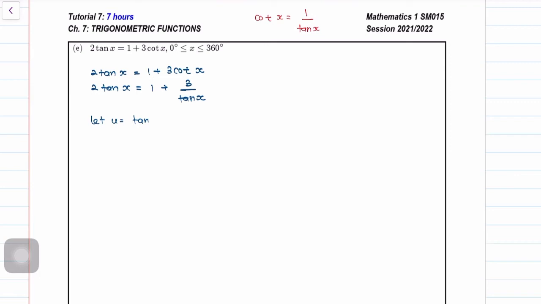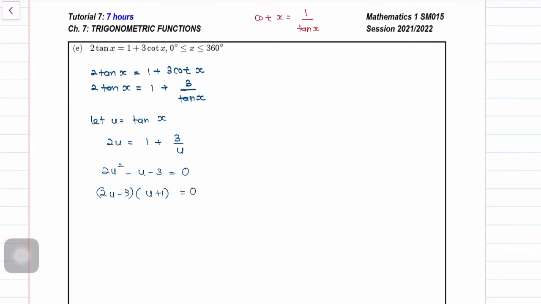Tak nak pun tak apa, kalau nak let kan pun boleh. So, we have 2u equals 1 plus 3 over u. Equate denominator, we'll get 2u squared minus u minus 3 equals 0. So factorize, kita akan dapat (2u minus 3)(u plus 1) equals 0.